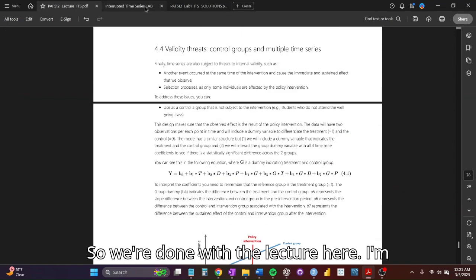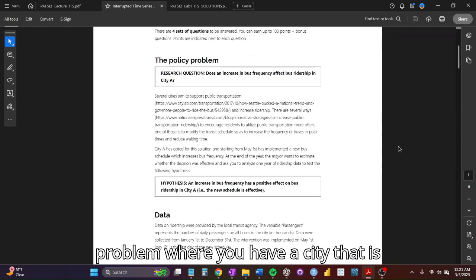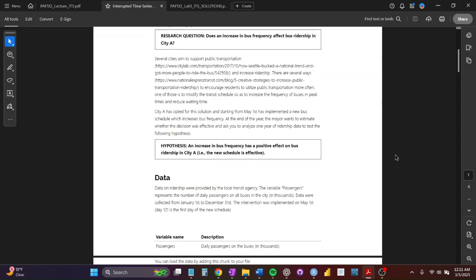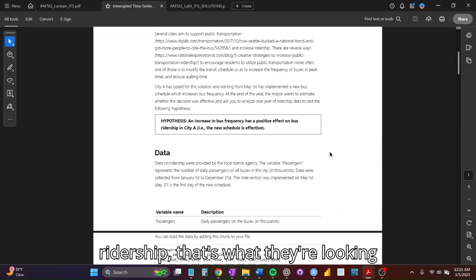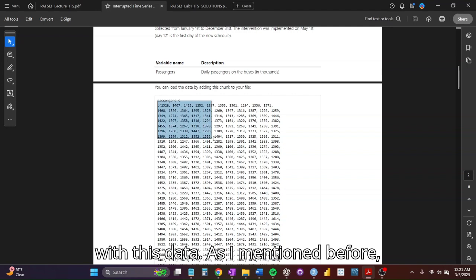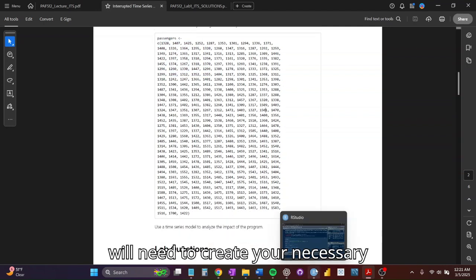So we're done with the lecture here. I'm going to preface the lab. The lab itself is going to be looking at a policy problem where you have a city that is trying to increase its bus ridership, and they implemented a more frequent schedule. So the more buses, more ridership, that's what they're looking at. And ultimately, you're only provided with this data. As I mentioned before, you have 365 observations from which you will need to create your necessary variables.